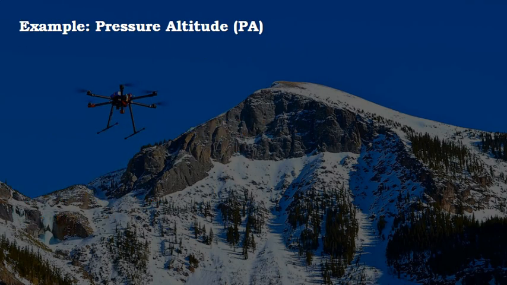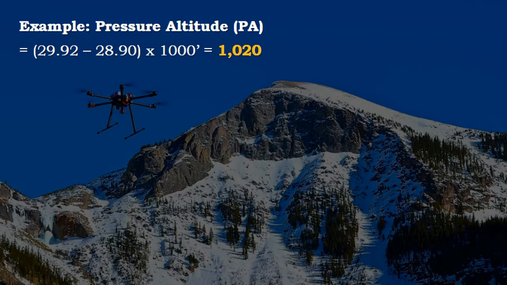Here is an example. The current barometric pressure is 28.90 and the actual altitude is 1,500 feet. So following the formula, subtracting 28.90 from 29.92 and multiplying by 1,000 gives us 1,020. And we add that to the 1,500 elevation, equaling 2,520.